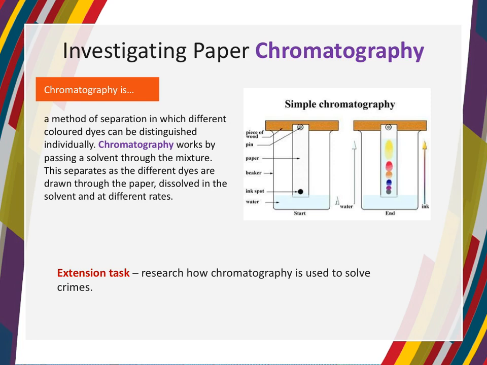So we might have an example like the picture on the right hand side, where we've got a black dot, he says, writing in blue pen, a black dot there on a piece of paper. And as the solvent, the water here, starts to be soaked up, up there, and you can see it on the diagram on the right, this water has been soaked up. It drags the ink spot up, but it drags the different colours at different rates, and it separates them out into all of those different colours on the paper, so we'd be able to identify those. Extension task just there. Can you research how chromatography is used to solve crimes?